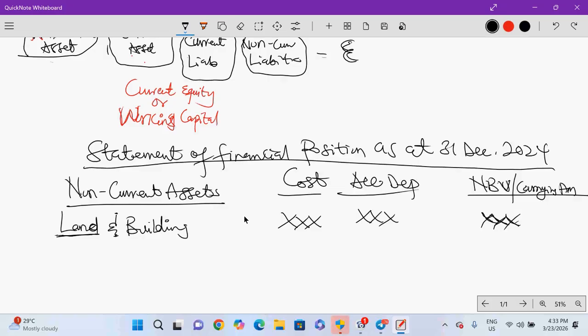But I can say that some land will depreciate if you have been given a useful life for it, right? It depreciates if it has a limited useful life, but in general it doesn't depreciate. Let's go. It doesn't depreciate. What else? Plant and machinery. Plant and machinery.